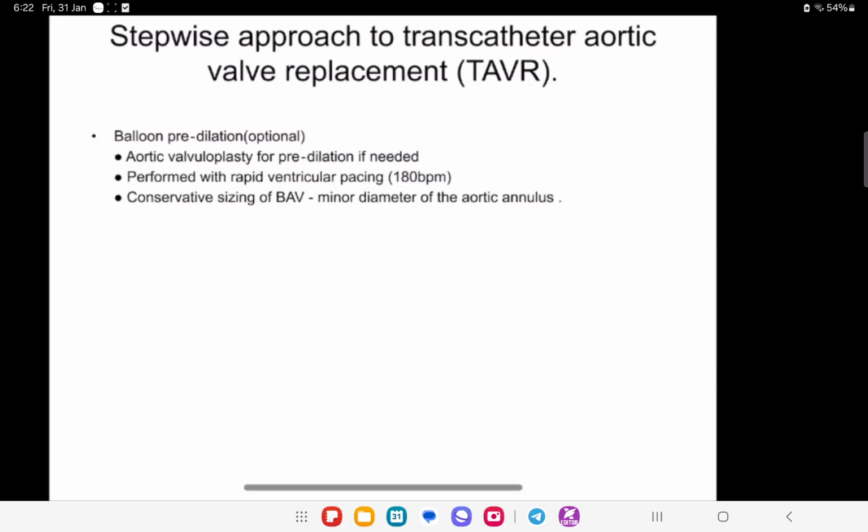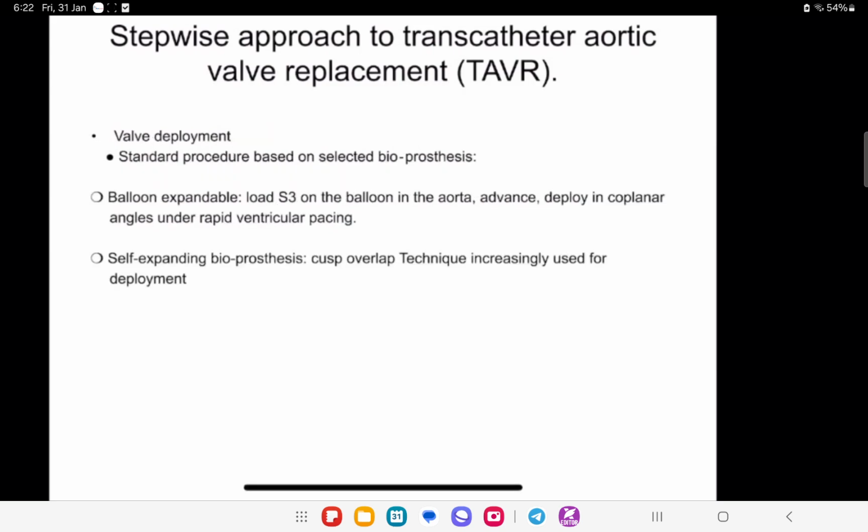Balloon pre-dilatation is optional. Aortic valvuloplasty for pre-dilatation, if needed, is performed at a rapid ventricular pacing of 180 beats per minute, with conservative sizing of the balloon based on the minor diameter of the aortic annulus. Valve deployment is a standard procedure based on the selected bioprosthesis.